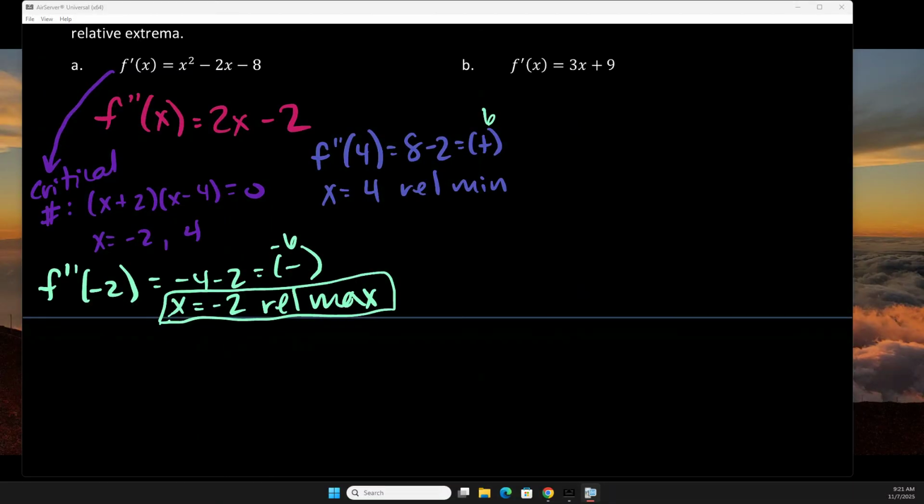Alright, bless you. What about the critical number on B? There's only one. Did you say -3? Yeah. For a second I thought I just didn't hear you. Alright, the critical number is x equals -3. That's a potential relative max or relative min. So you guys use the second derivative test to decide what it is.